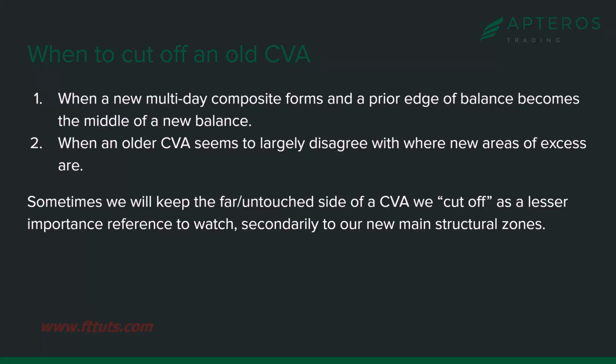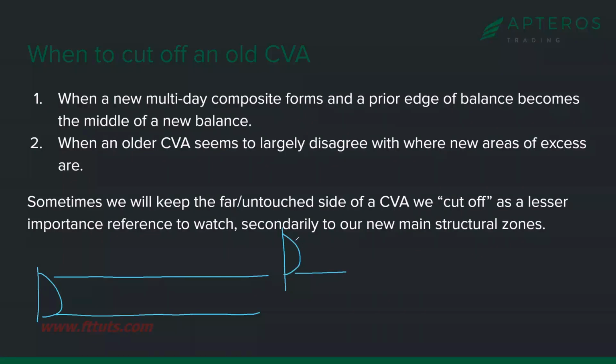So what does that look like theoretically? We had this old CVA, and all of a sudden the new CVA looked like this. One here, and we say, okay, this is pretty much the same levels. We can keep using everything. And then we have another one that says, this is here. Well, now we're definitely cutting off this one, right? We're not going to keep using it.